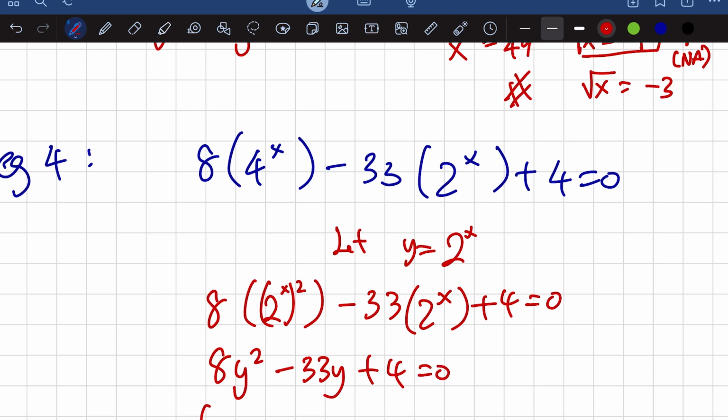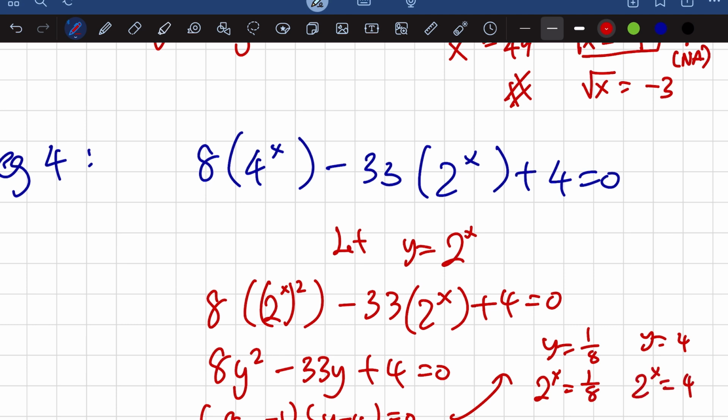We can factorize. What will we have? (8y minus 1)(y minus 4) equals 0. And we can solve for y. So y is 1 over 8, and y is equal to 4. And now we can replace back, right? 2 to the power x equals 1 over 8, and 2 to the power x equals 4. Now we can transform this into 2 to the power of minus 3, and this is 2 to the power of 2. Okay, and our final answer is x equals minus 3 and x equals 2, just by equating the powers together.